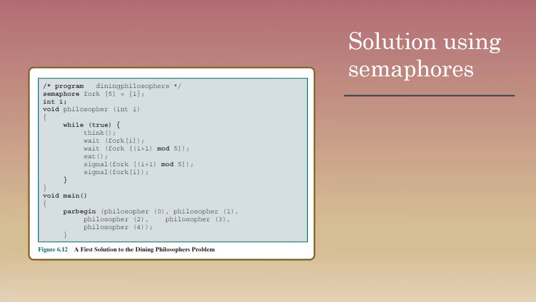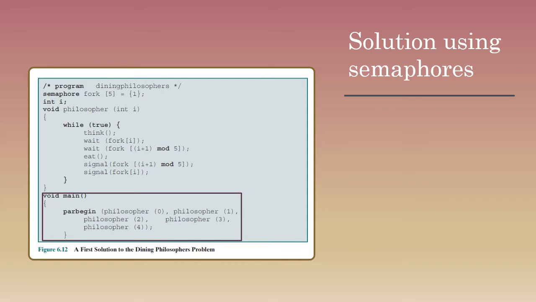Here I present to you the first solution to the dining philosopher's problem. The solution has been implemented using semaphores. Take a look at the global variables. We have created an array of semaphores. This array has 5 elements from fork 0 to fork 4. All of the elements of the array have been initialized to 1. An integer I has also been shown as part of the global variables, but it serves no purpose and you can strike it out of the code.